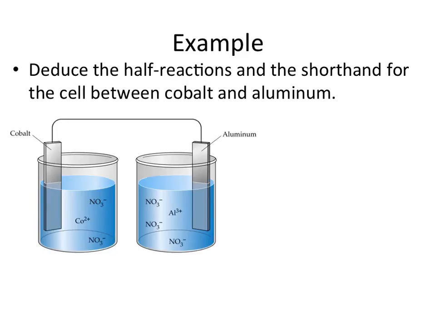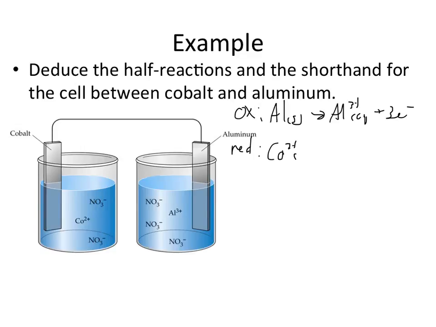Go ahead and pause. All right, so in this case, the aluminum is lower than the Co in the standard reduction potential table. So aluminum is the stronger reducing agent, so it becomes oxidized. Our oxidation reaction is going to be aluminum solid breaking up into Al3+ aqueous plus 3 electrons, and our reduction is going to be Co2+ aqueous plus 2 electrons to create Co solid.